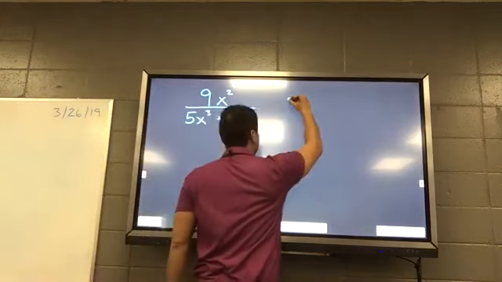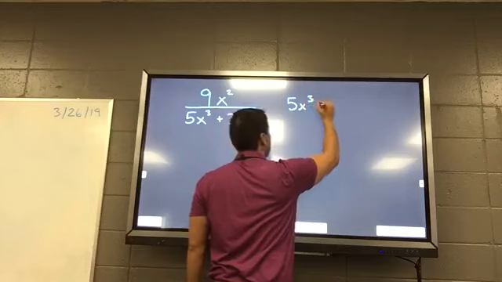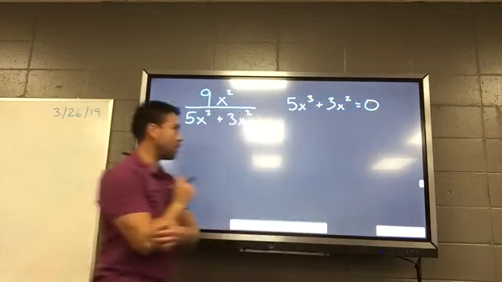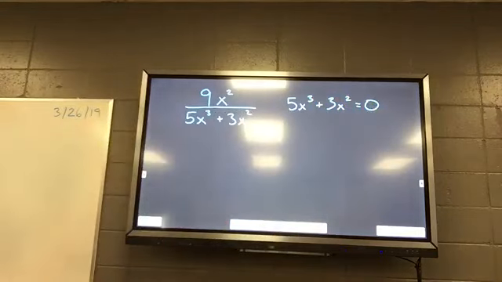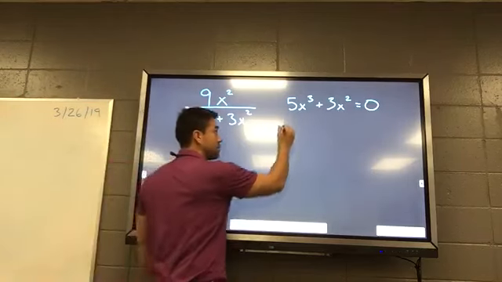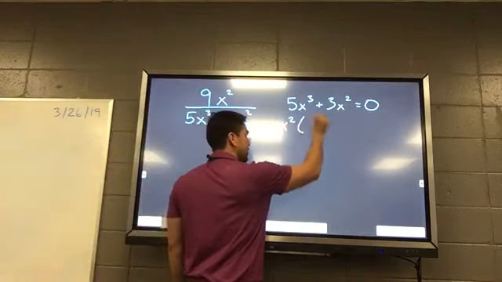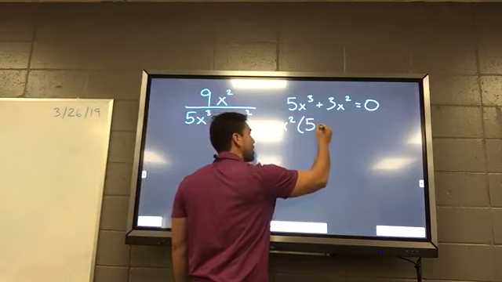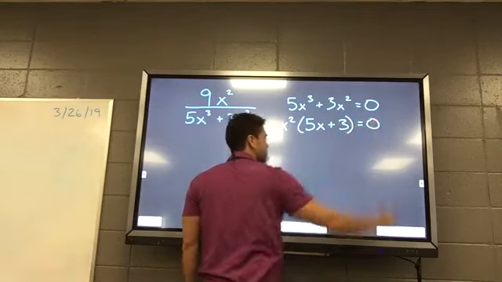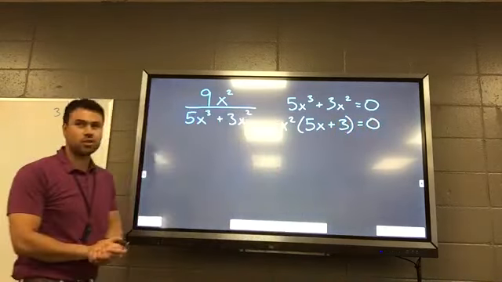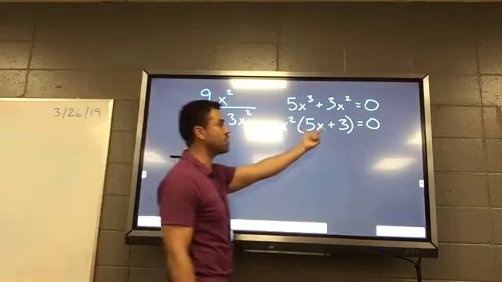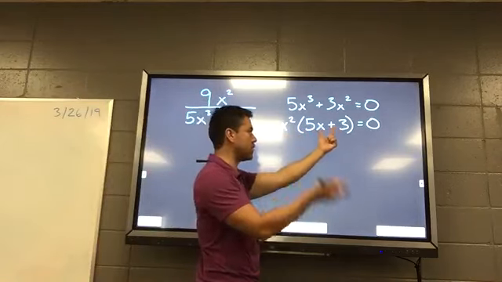So I'm going to take 5x cubed plus 3x squared equals 0. Okay, I want to deal with that. Is there a GCF for that polynomial? X squared. What's left in parentheses? 5x plus 3. All right, good. You guys agree with that? You just factored out the GCF, and I can't factor that anymore. It's not a trinomial. It's not a difference of two squares. I'm done.